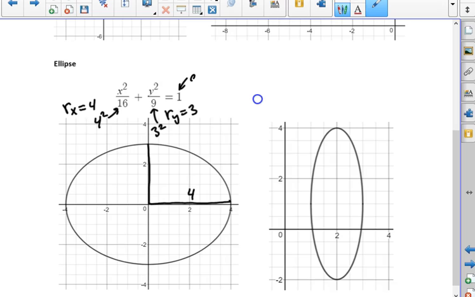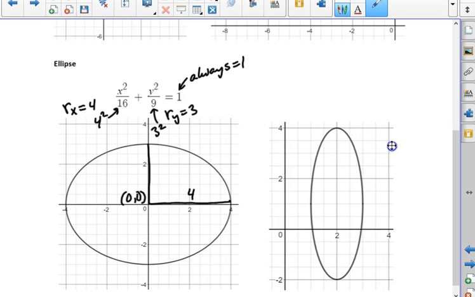Notice this is always 1 when it's in standard form. This is always equal to 1. And the stretch in the x direction will always be under the x squared term, and the stretch in the y direction will always be under the y squared term. The center here is at (0, 0), so notice there is nothing added or subtracted in the numerator.